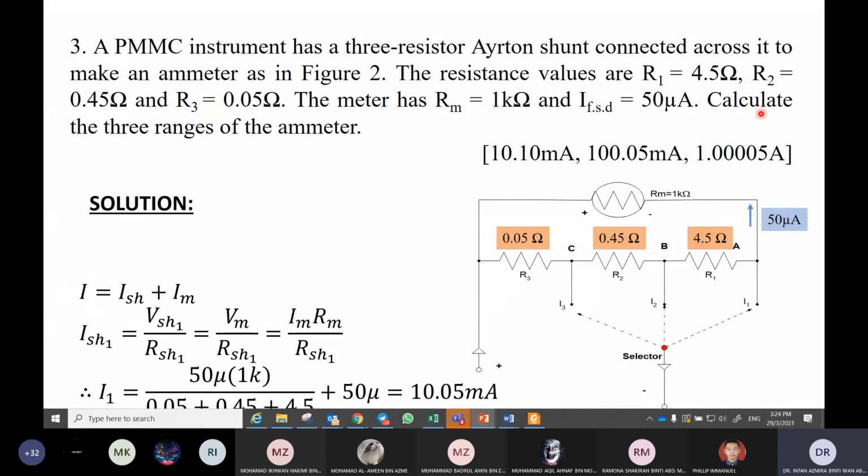So what to find? I. Please read the question: calculate the three ranges of the ammeter. We want to find I. So I is equal to what? I is equal to I shunt plus IM.